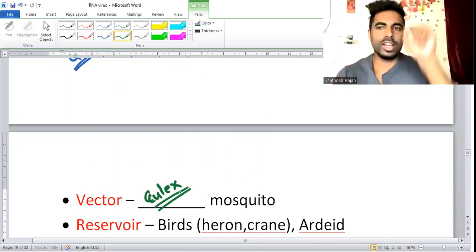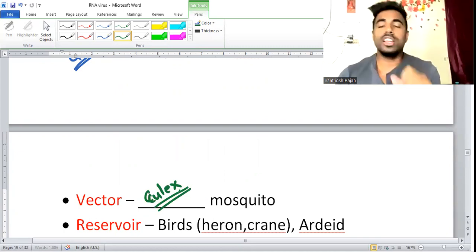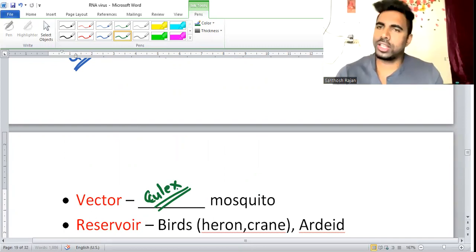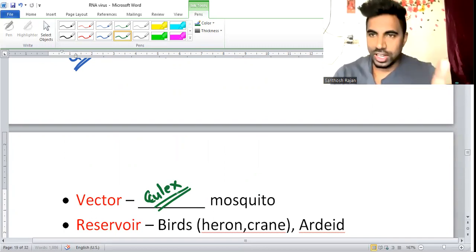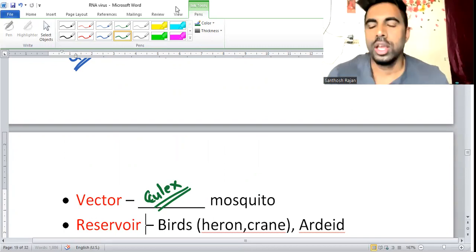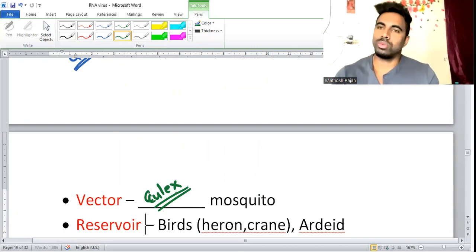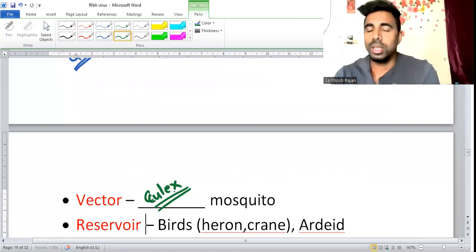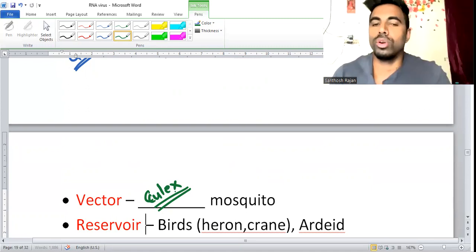So one is your filariasis or elephantiasis. In fact, in filariasis, all the mosquitoes can cause it. Okay. Culex, Anopheles, Aedes, everything can cause it. But most common is Culex only. Apart from that, a few Anopheles and also Aedes can cause it. But for Japanese encephalitis and West Nile, it's Culex. Culex mosquito is more. Okay, got it?